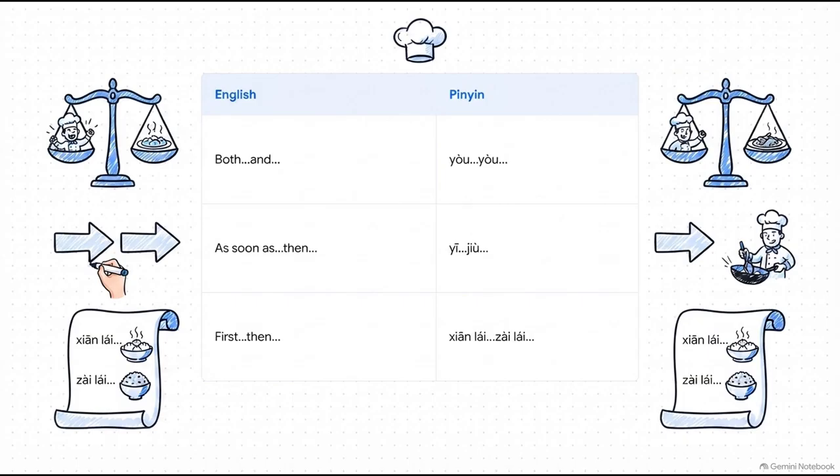First, we have the both-and formula using yòu to describe 2 states at once. Second, the as soon as, then sequence using jiù for actions that happen one right after another. And third, the first, then formula using xiān lái, zài lái, which is just absolutely perfect for sequencing a food order. Let's look at exactly how one of these sentence recipes is constructed.